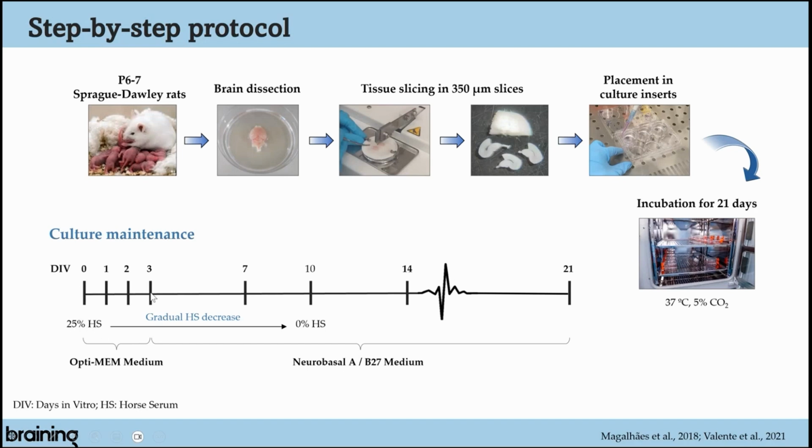And beginning at day 3, we gradually decrease the horse serum. So we change to Neurobasal A. First, we have Neurobasal A with 15% horse serum, then with 10%, and at 10 days in vitro, slices are maintained in Neurobasal A supplemented with B27, and no horse serum. They are kept like that until 20 days in vitro in an incubator at 37 degrees with 5% CO2.